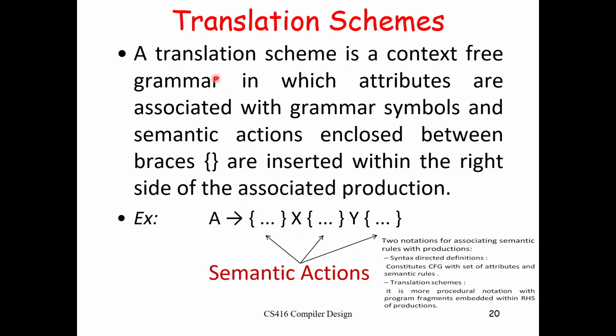A translation scheme is a context-free grammar in which attributes are associated with the grammar symbols. Here also the grammar symbols are there, attributes are there, and semantic actions enclosed between braces are inserted within the right side of the associated production. That is the particularity. It can be after the right-hand side or in between the symbols of the right-hand side, but it should be enclosed between braces. That is called a translation scheme.